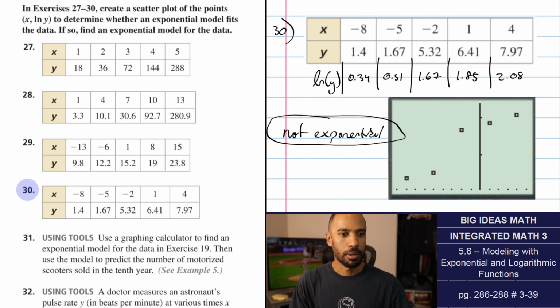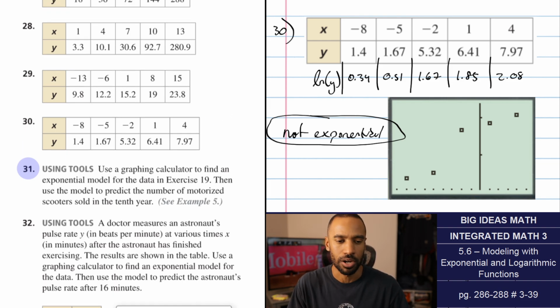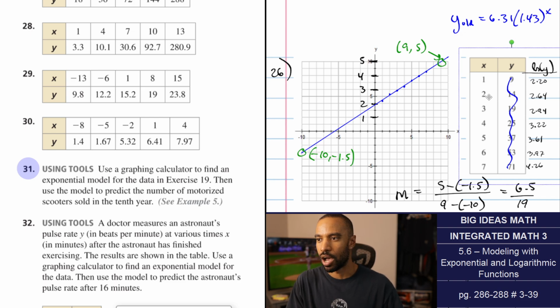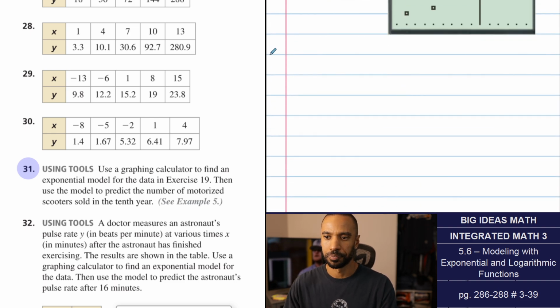Okay. All right, number 31, using tools. Use a graphing calculator to find an exponential model for the data in exercise 19. Then use the model to predict the number of motorized scooters sold in the 10th year. So now let's actually figure out which model fit best, if either of the models are even good. We use this information here. I believe this was the set. And we have two other equations. I'll compare to them in a bit. Let me just copy all this stuff down.